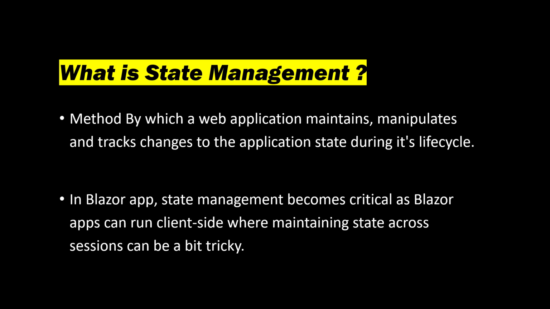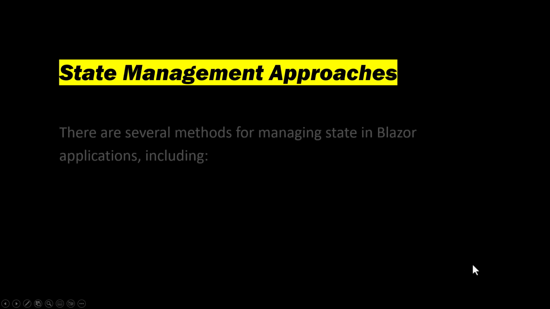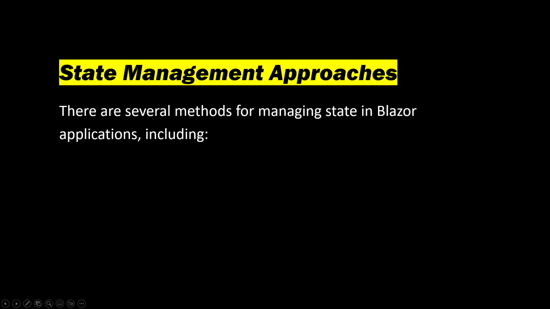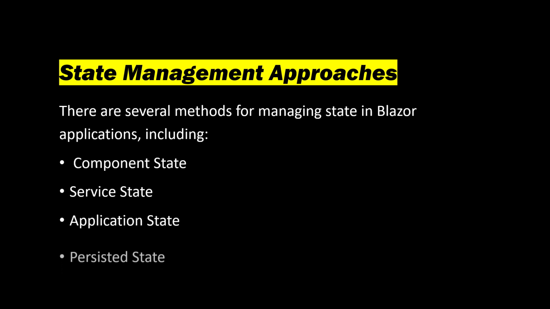The state that we are going to manage can be anything that the application needs to remember between requests, like user input, server responses, cached data and more. There are multiple methods for managing state in a Blazor application, which I mentioned at the beginning: component state, service state, application state and persistent state. If you stay with me for the entire duration, I'll be discussing everything in detail with live code examples. So let's flip over to Visual Studio.